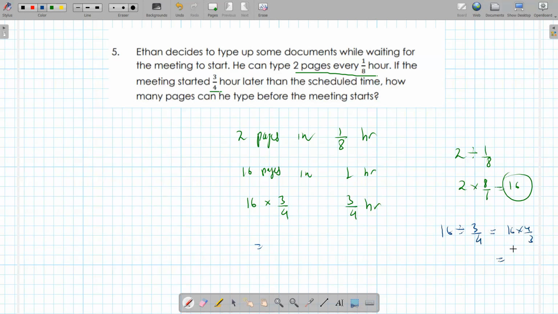That's a bigger number. 64 over 3, that's like 21.33. And it doesn't make sense, right? Because in 3/4 of an hour, the number of pages should go down, not up. So from here to here, the number of pages should go up. That's why we divided. From here to here, the number of pages should go down. That's why we multiplied. So 16 times 3 over 4. 4 goes into 16 4 times, so the answer is 12. Okay.